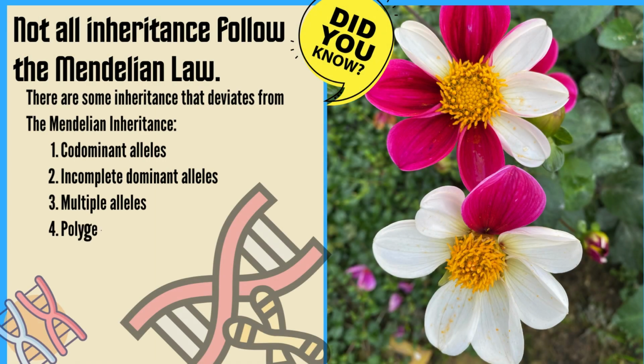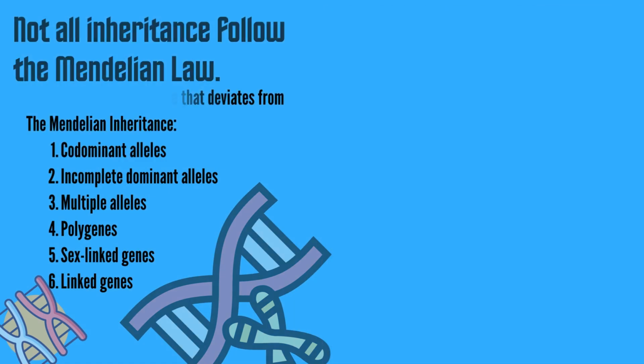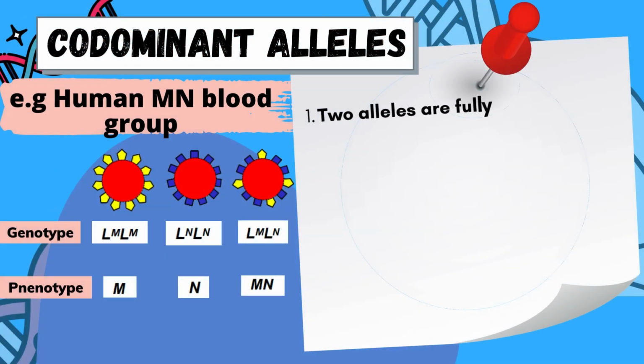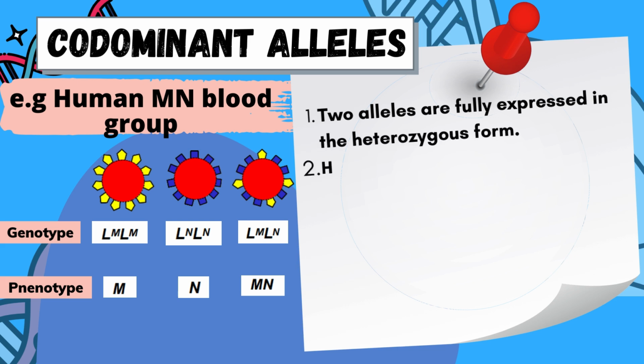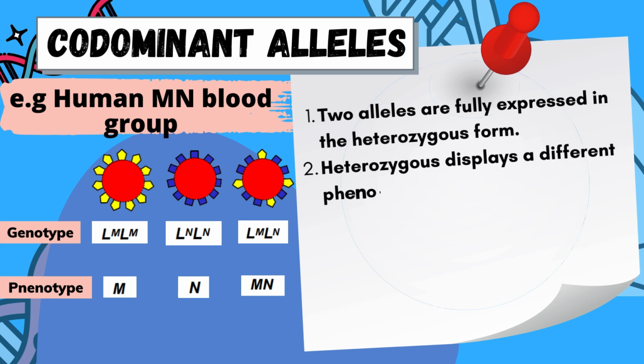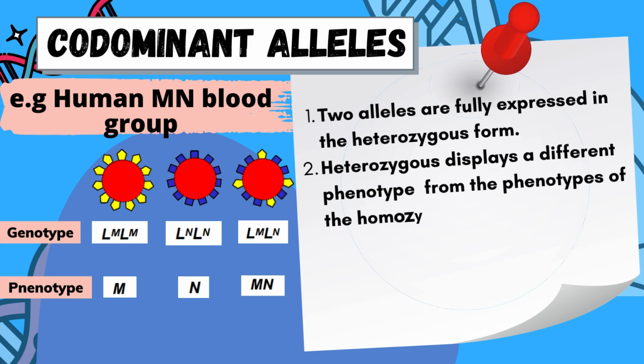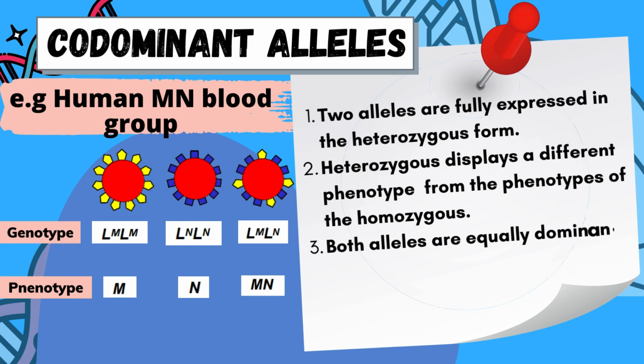Not all inheritance follows the Mendelian law. The first one is codominant allele. The example is the M/N blood group in human. It happens when two alleles are fully expressed in the heterozygous form. The heterozygote displays a different phenotype from the phenotypes of the homozygous.